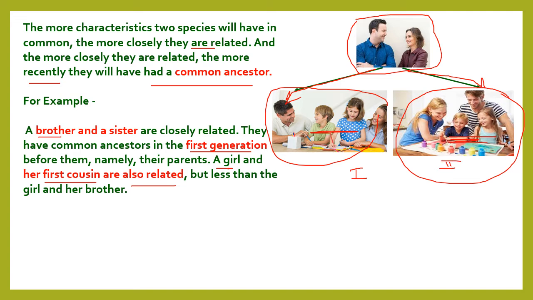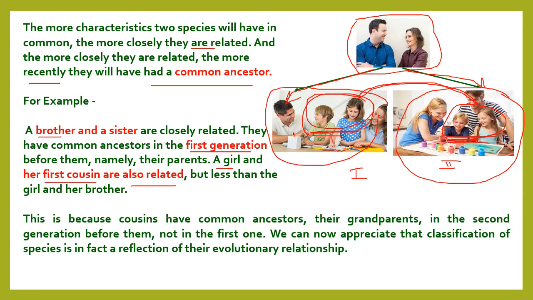But now these brother and sister are closely related. These brother and sister are also closely related to each other. And comparatively, these cousin sisters are related but not as close as these two are. This is because cousins have common ancestors, their grandparents, in the second generation before them, not in the first one. So the first generation is closer to each other in comparison to the second generation.